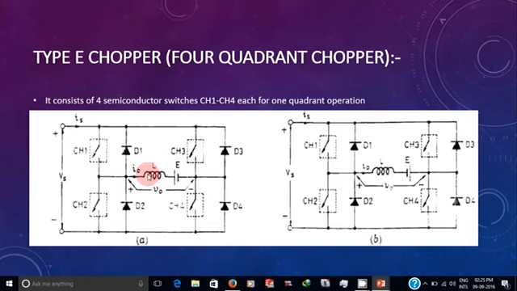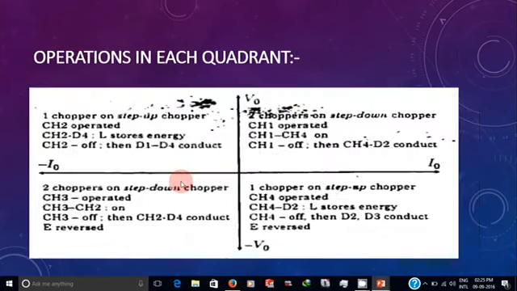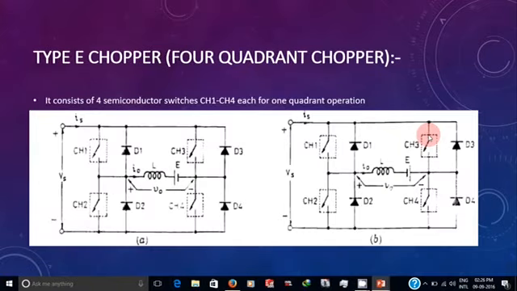During that process, L will get charged, and we can see that the voltage is positive at this side and negative at this side, and the current is flowing in the clockwise direction. Hence, the voltage is positive and the current is also positive. That's why we call it first quadrant operation. When CH1 gets off, the energy stored in the inductor will freewheel through CH4, D2, and E. This is the first quadrant operation.